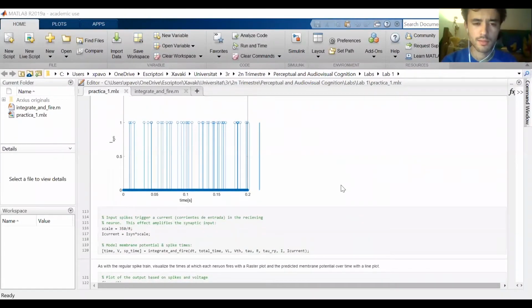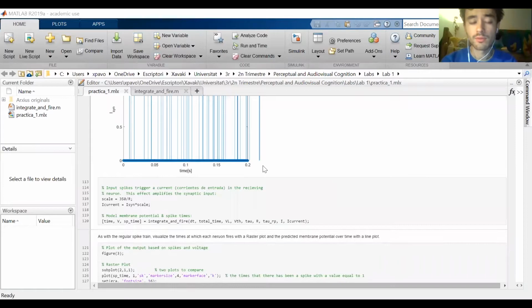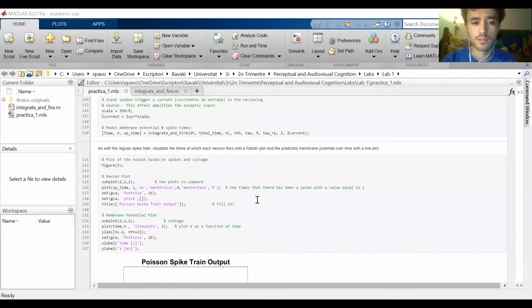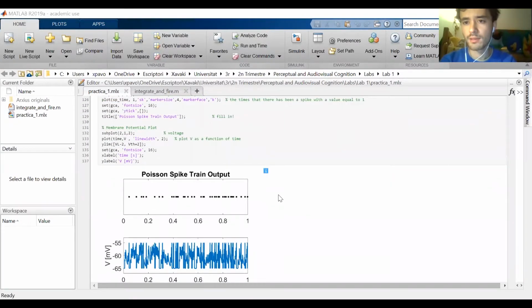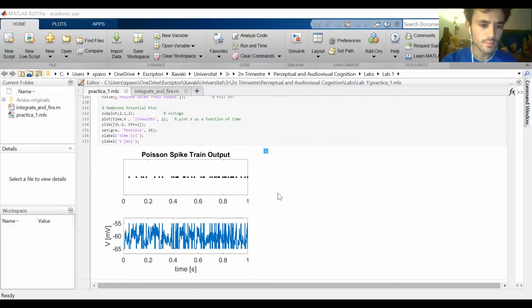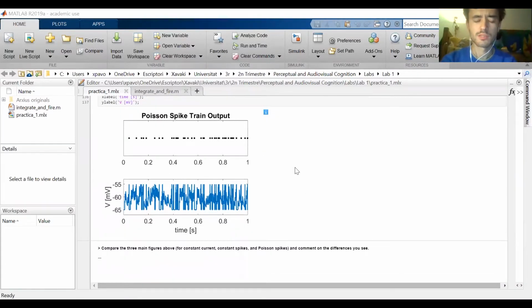The input rate follows a Poisson distribution, so it's a random variable. Therefore, the output firing rate is also a random variable. This differs from the previous two sections because since the input was either constant or evenly distributed spikes, then the output could only be a regularly spaced spike train.